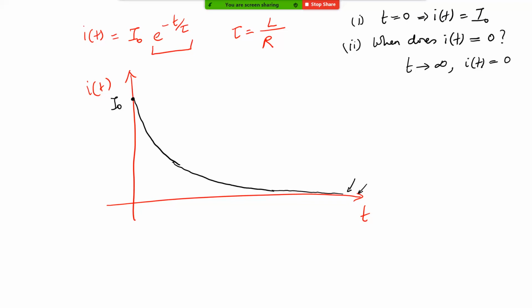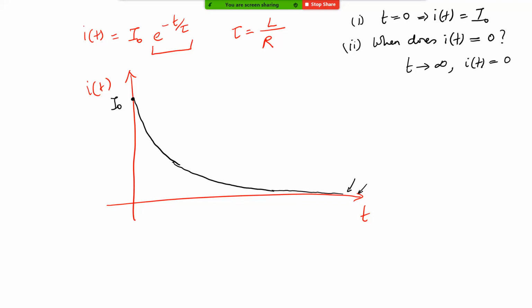Now where do we draw the line? If somebody is going to come and ask you, hey, how long will this circuit take to discharge? Can you say t equal to infinity? No, sir, you have to give some time, right?